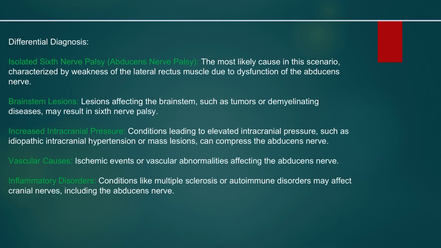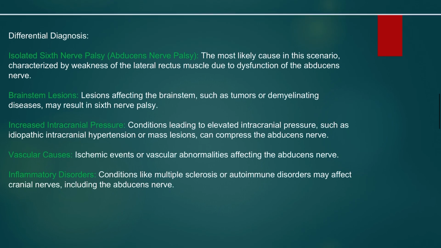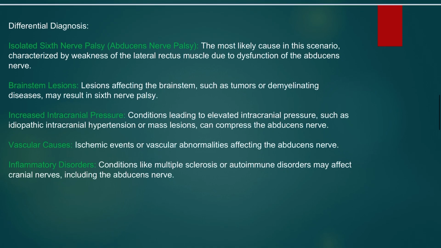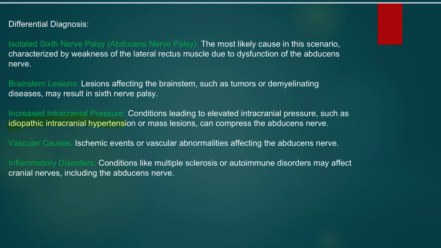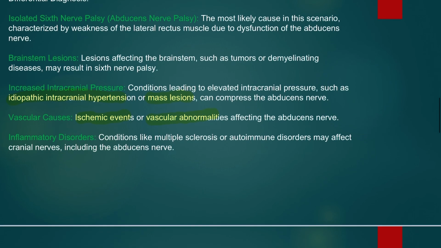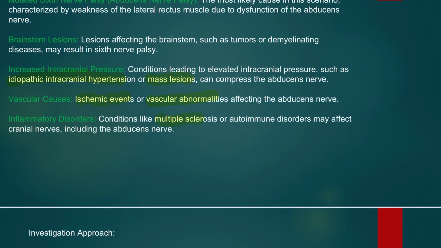Other differential diagnoses include brainstem lesions, so lesions affecting the brainstem, like tumors or demyelinating diseases, may also result in sixth nerve palsy. Raised intracranial pressure: conditions leading to elevated intracranial pressure, such as idiopathic intracranial hypertension or mass lesions, can also compress the abducens nerve. Vascular causes, like ischemic events or vascular abnormalities affecting the abducens nerve, and inflammatory conditions like multiple sclerosis or autoimmune disorders, may affect the cranial nerves, including the abducens nerve.